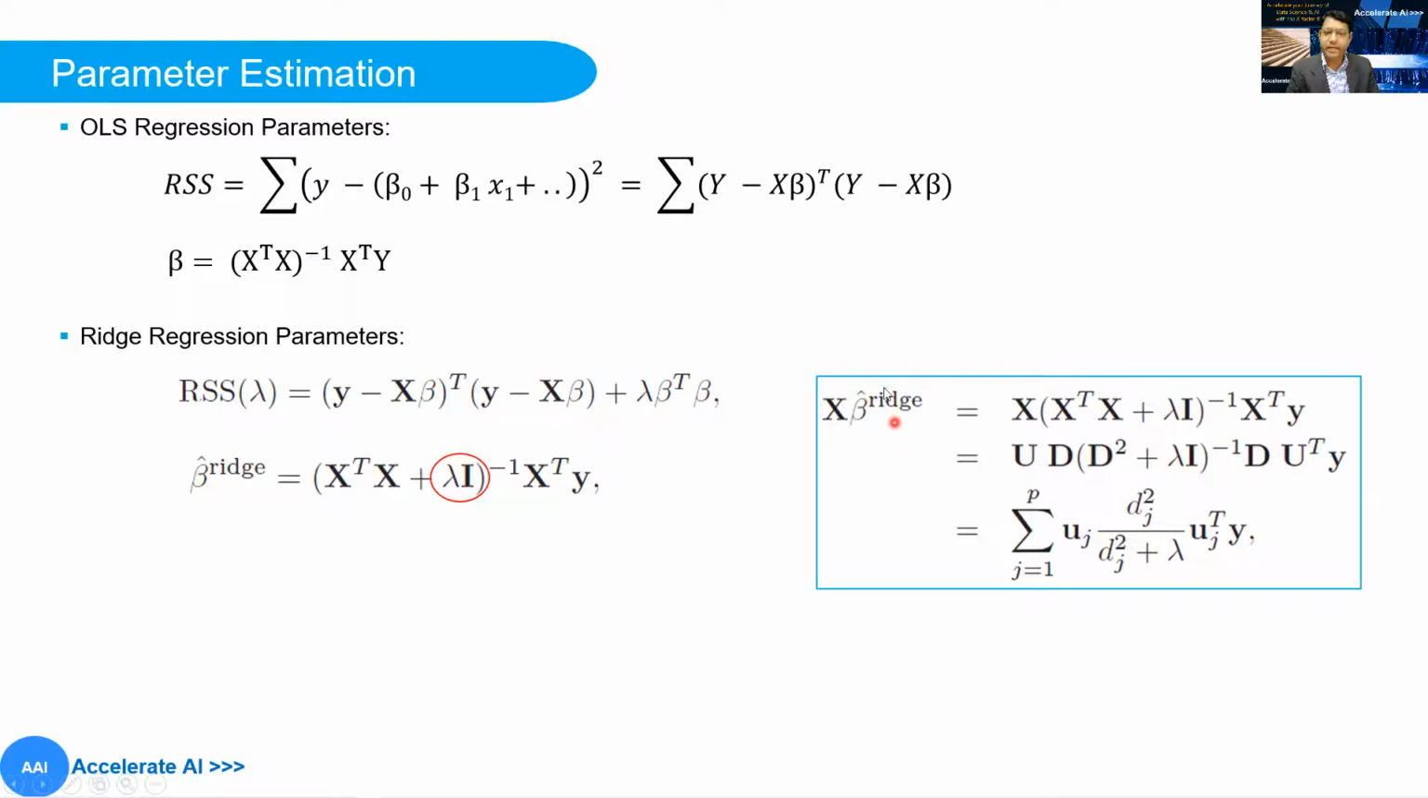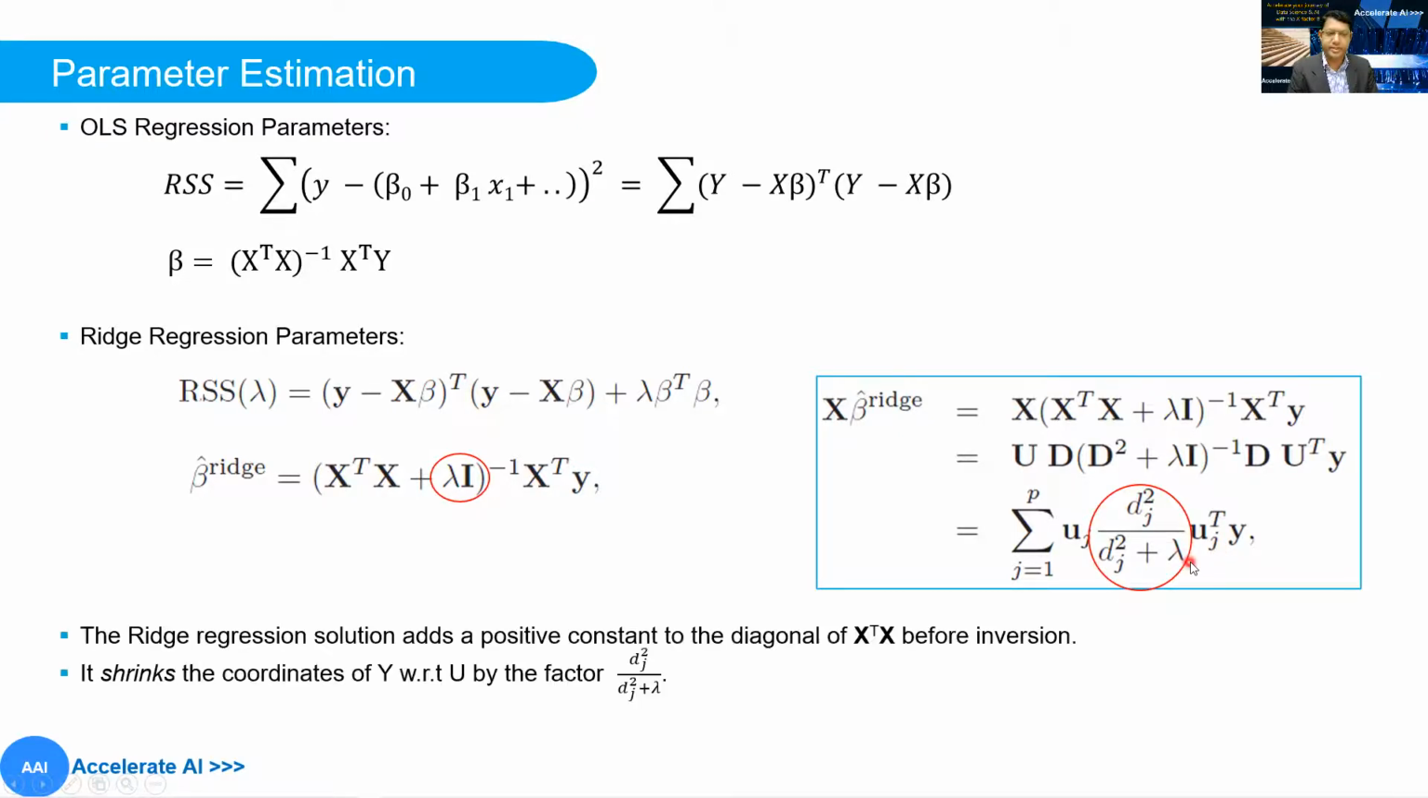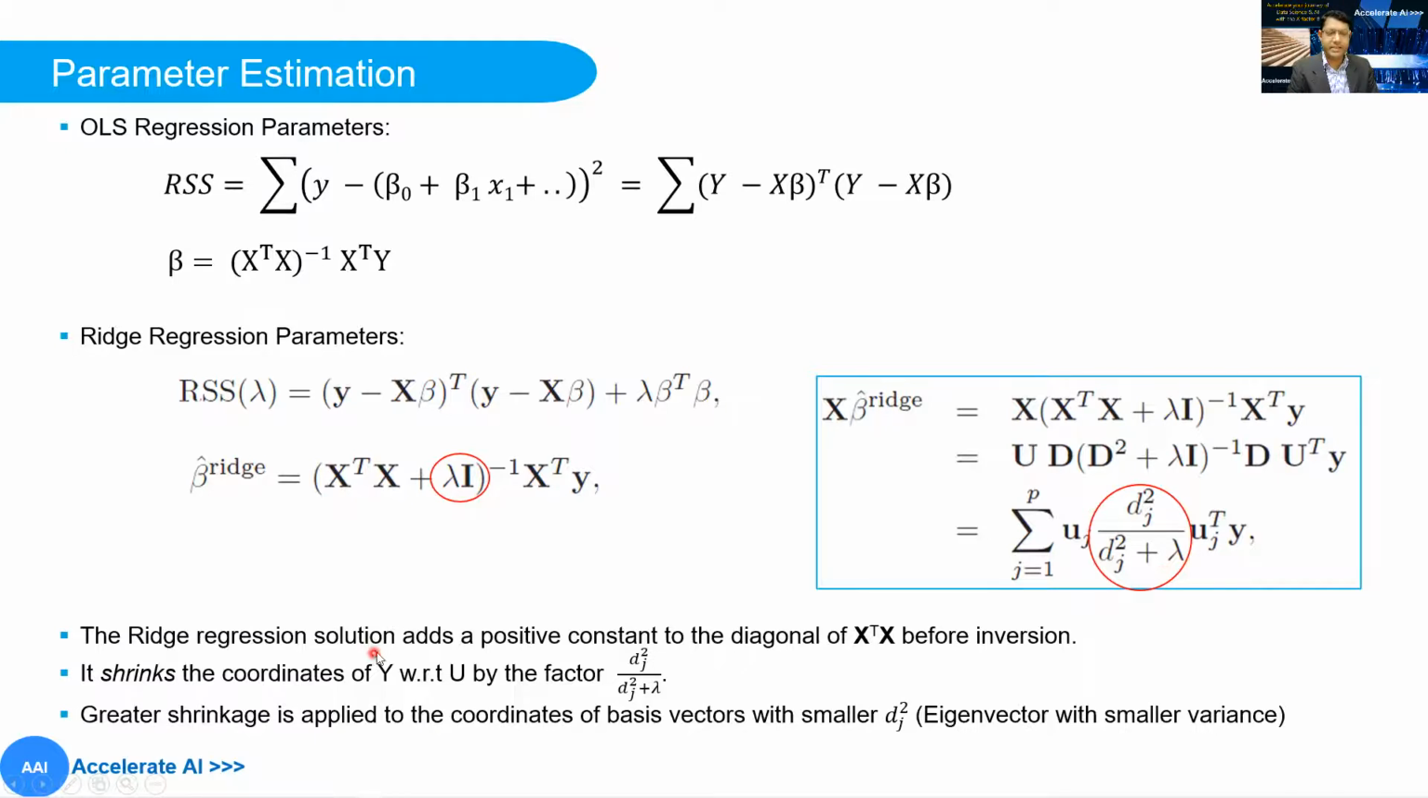So as we can see, the beta ridge shrinks the coefficient uj transpose y, which would have been the original coefficient for our OLS. That is multiplied by this particular term, d square by d square plus lambda. And since lambda is positive, this will be less than 1, and hence it shrinks the original coefficients. So what ridge regression does is it adds a positive constant to the diagonal of X transpose X before inversion. So it gets rid of singularity, if it's there for the data set.